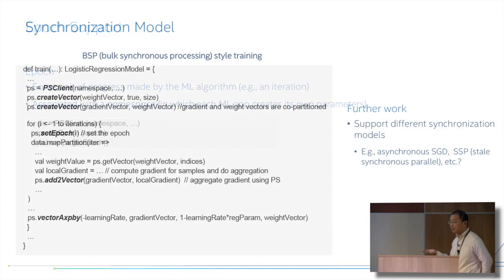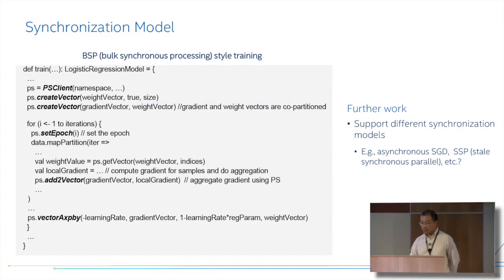So this is how a BSP type of training will look. Let's say this is a simple logistic regression. You first create a namespace, create a vector, and create a co-partitioned vector. Then in the training, you just iterate. In each iteration, you first set the epoch, then compute the local gradient, do the aggregation, and finally do the update at the end of the iteration, and then you advance to the next epoch. This seems trivial for BSP type of training.